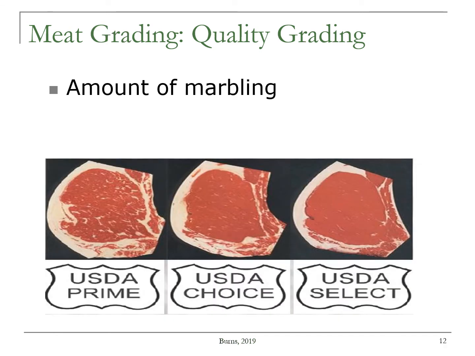The final component of the quality grading of meat is the amount of marbling. And you can see here from the image, those flecks of fat throughout the muscle, that's our marbling. The higher quality meat, such as the USDA Prime, has much more marbling than that of the USDA Select.